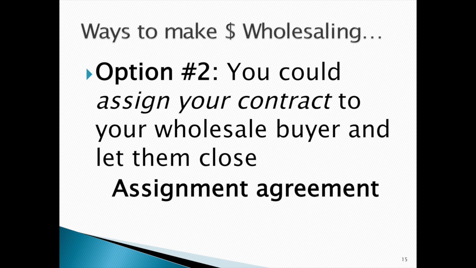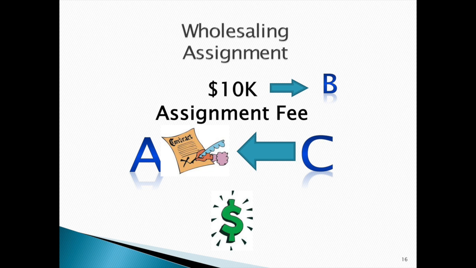Now, the second option on how to make money wholesaling is you assign the contract to a buyer and let them close. You have to have an assignment agreement, which we have a one-pager on the website that you can use to get the assignment. The way that works is, first of all, I have a contract again. I'm B. I have a contract with A, who actually owns the house today, who's the motivated seller. I'm B, the wholesaler, I have it under contract. I talk to my C, and say, hey, C, I'll give you this contract. I have one contract, and I assign it to C for an assignment fee, in this case, $10,000.